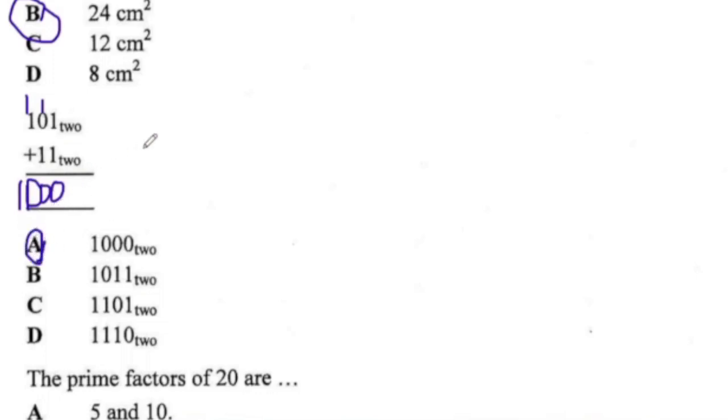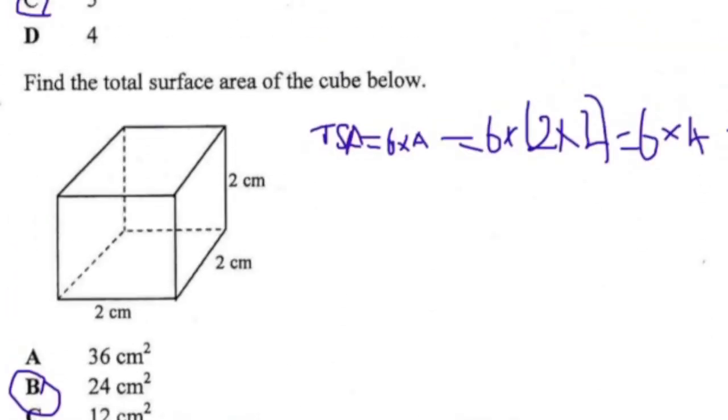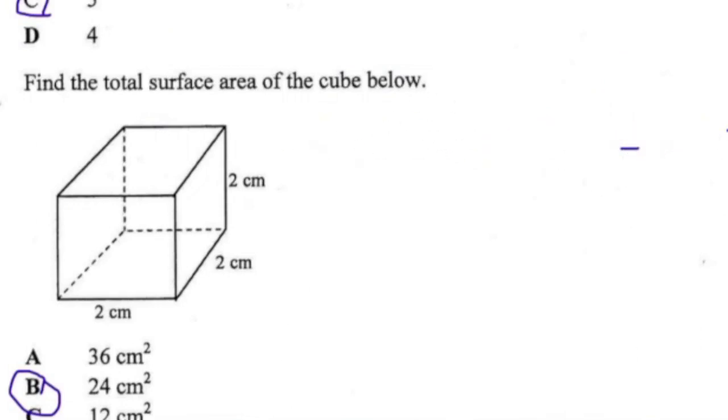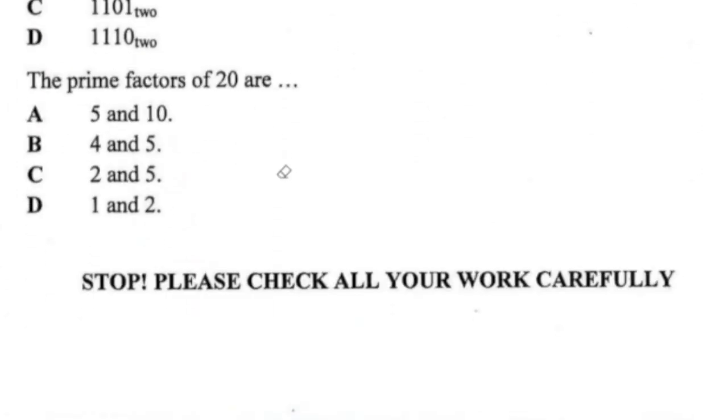If you have got questions, we'll be glad to respond. Otherwise, we are going to the next question, which is the last question, question 60. The last question is: the prime factors of 20 are. When we talk about prime factors, we are saying numbers which can go into 20 without leaving a remainder.